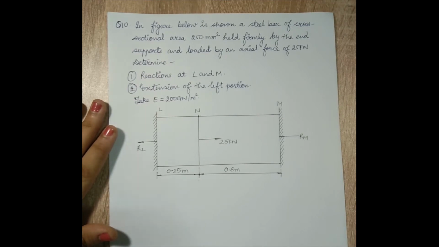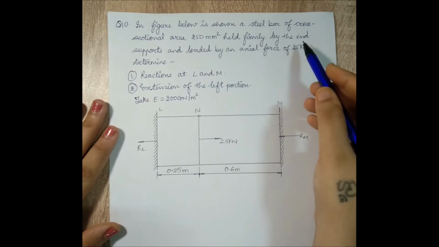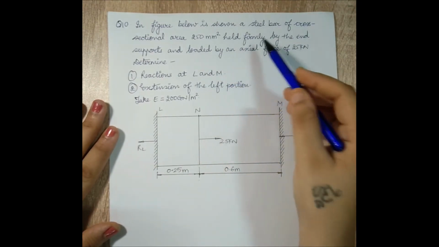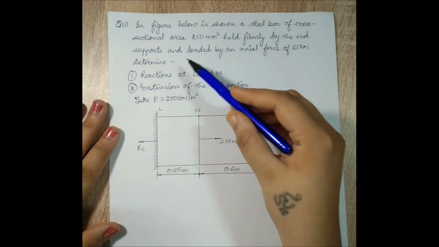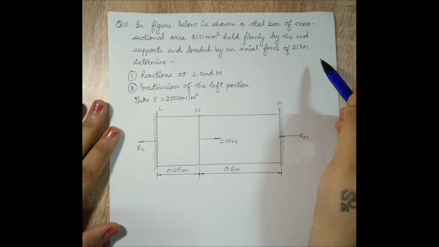In this session, I am going to discuss some more numericals on bars with varying cross section or bars which are subjected to loading at the junction. In the figure below is shown a steel bar of cross sectional area 250 mm square held firmly by the end supports and loaded by an axial force of 25 kN.